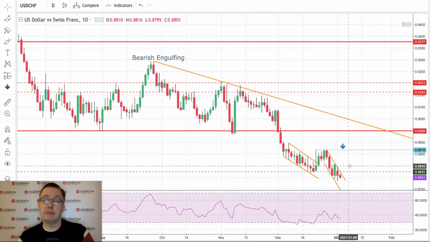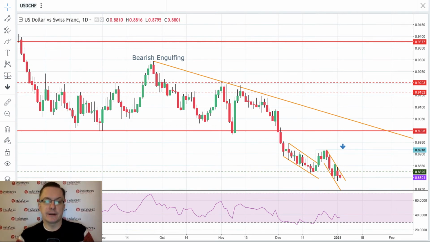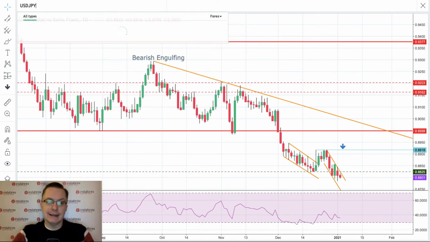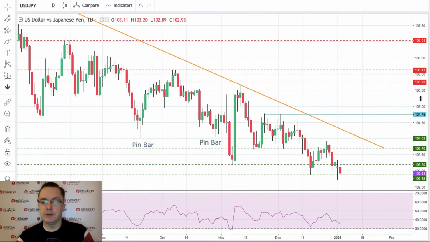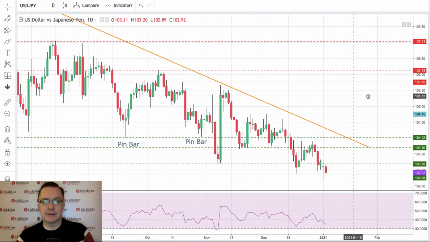If we break out, okay, we can try some kind of a correction, some kind of a pullback to the upside, but the key is 8,918. As long as we are not above this level, we cannot say definitely that the trend has changed, and definitely the trend will not change as long as we trade below 9,000 pips on the US dollar to Swiss franc.